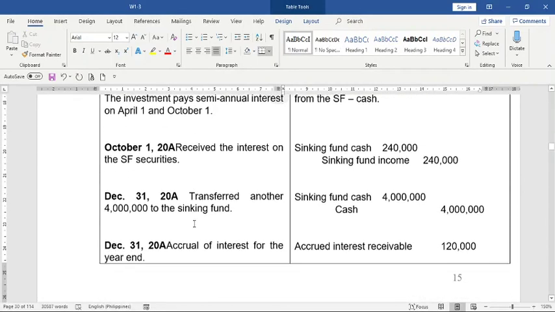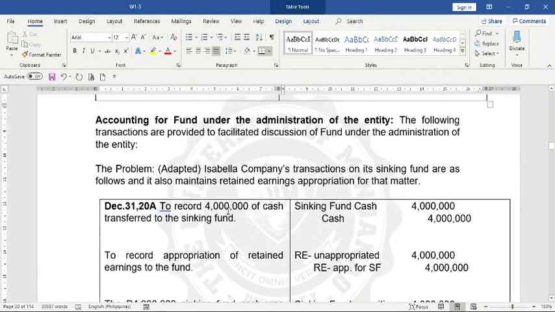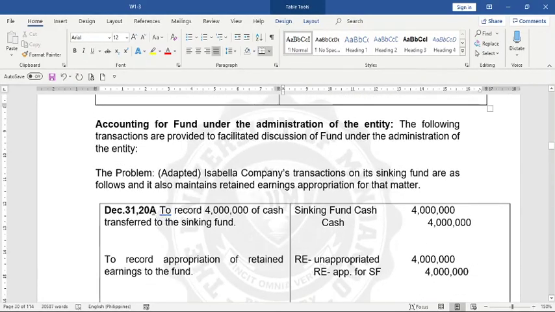Nag-invest pa siya ng bonds. So, tingnan natin ang kanyang transaction. On December 31, 20A, si Isabella Company nag-establish ng sinking fund. From the general cash, i-establish for sinking fund, 4 million. So, gi-transfer lang from general cash to sinking fund cash.